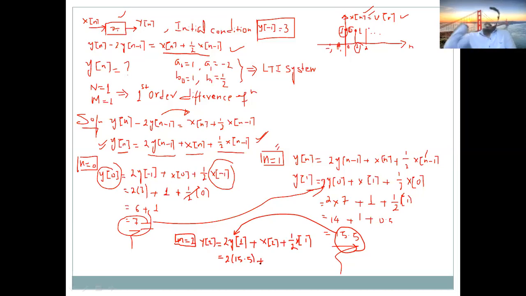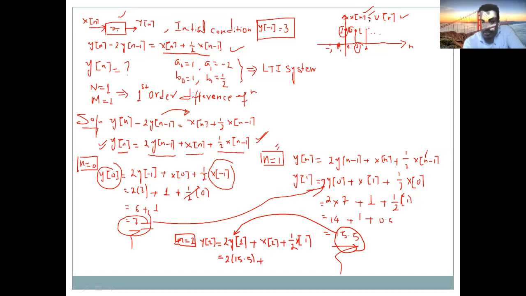It's very common for engineering systems that output depends on past value of output. What we call feedback. Very important concept, feedback. So look here, y of 1 depends on y of 0. y of 2 depends on y of 1, the past value. What is x of 2? x of 2, our x is input.